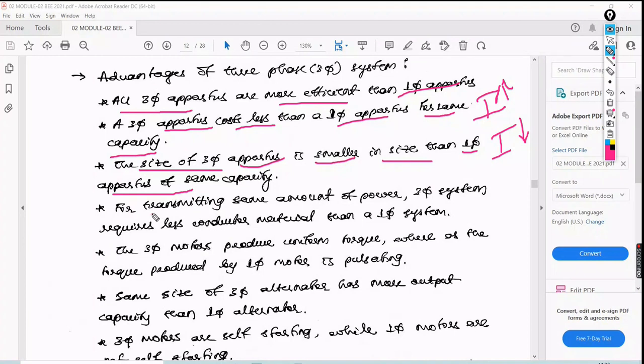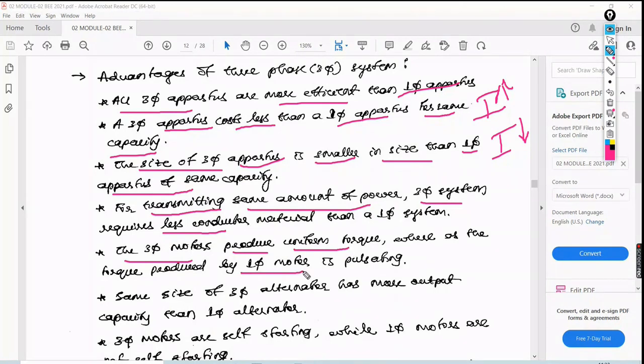For the same amount of power you are going to transmit, the single phase system requires a higher conductor size, but the three phase requires less conductor because of less current. Then three phase motors produce uniform torque compared to that of the single phase.